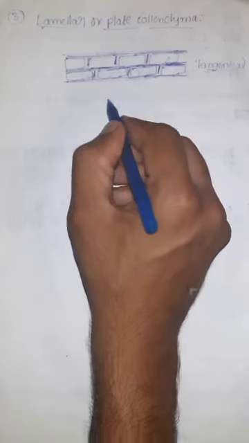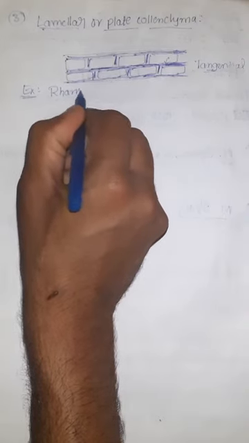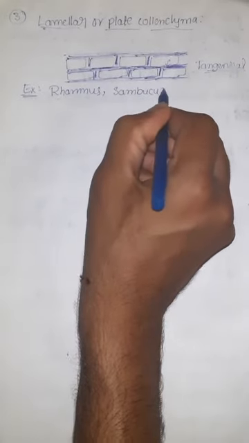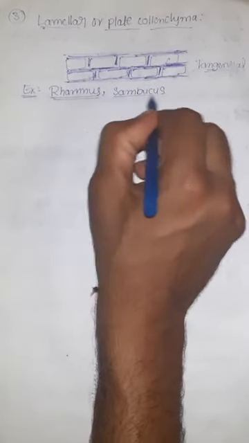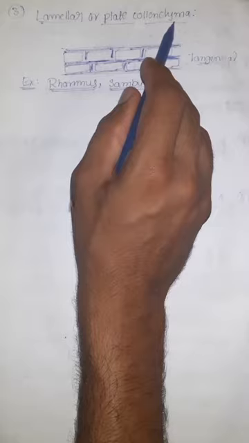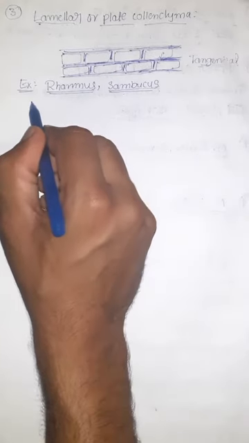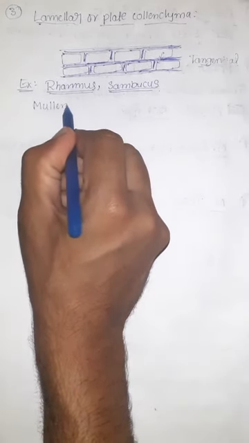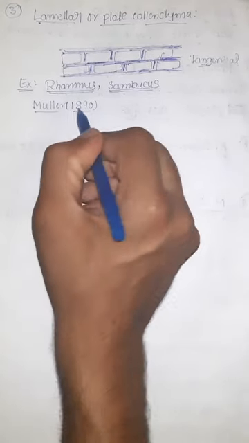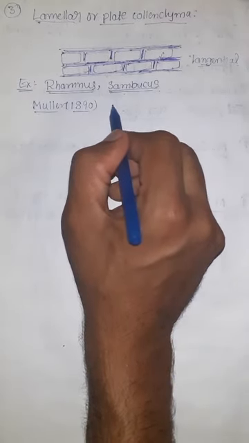It is found, for example, in the genera Rhamnus and Sambucus. In these genera we can see lamellar or plate type collenchyma. These three types of collenchyma were identified and named by Muller in 1890. A scientist called Muller identified and named them as lamellar, lacunar and angular collenchyma.